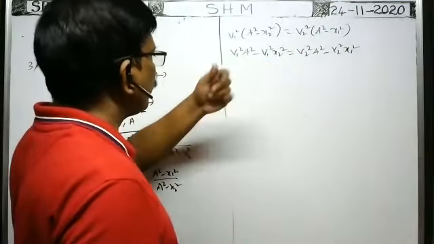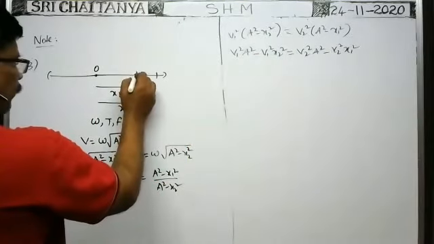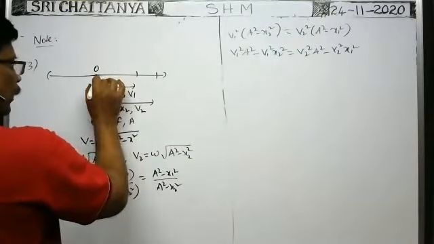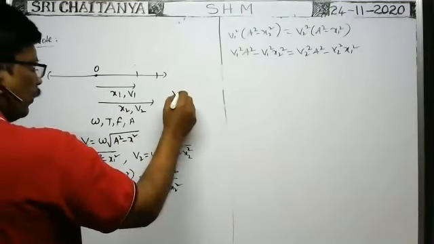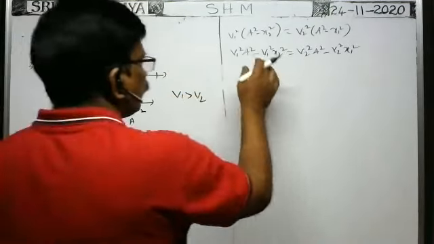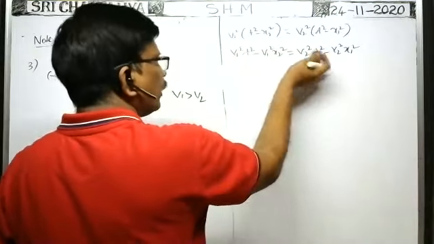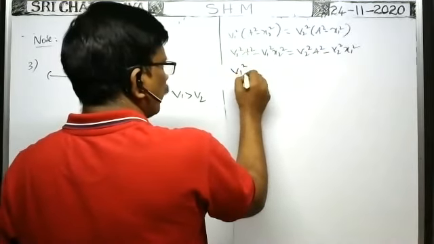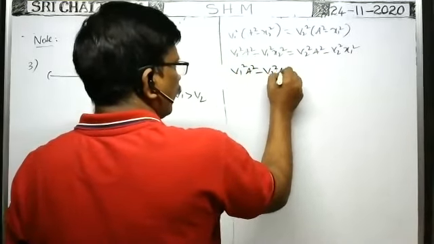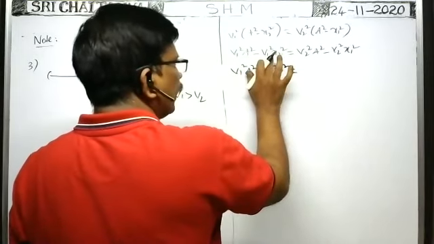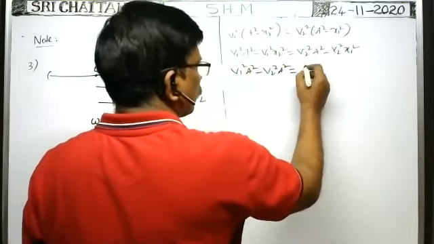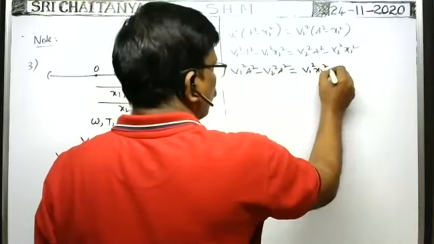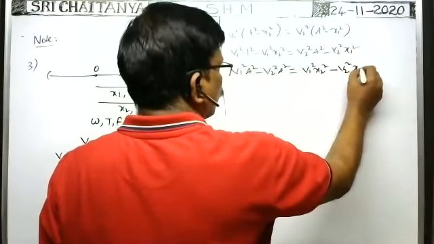Is v2 greater or v1 greater? Definitely, velocity at a point nearer to the mean position is greater. So v1 is greater than v2. That's why you keep v1 here only. v2 square a square you bring to left. Then v1 square a square minus v2 square a square is equal to, bring this v1 square x2 square to right, then plus v1 square x2 square minus v2 square x1 square.